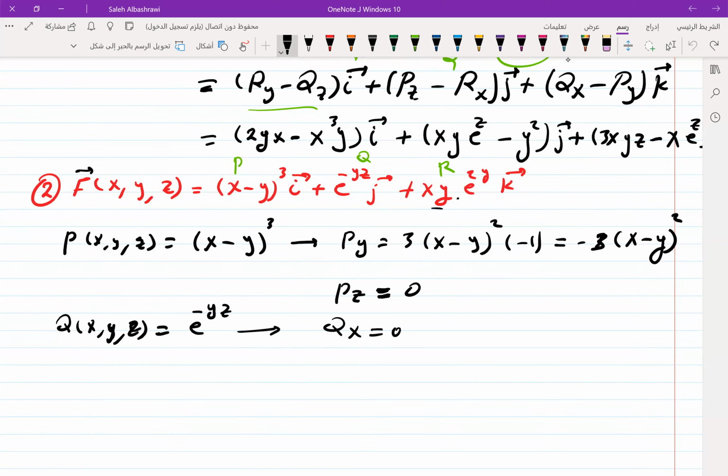Q sub x is equal to 0 because there is no x in this function. Q sub z, this exponential function, I will have minus y e to power minus yz.